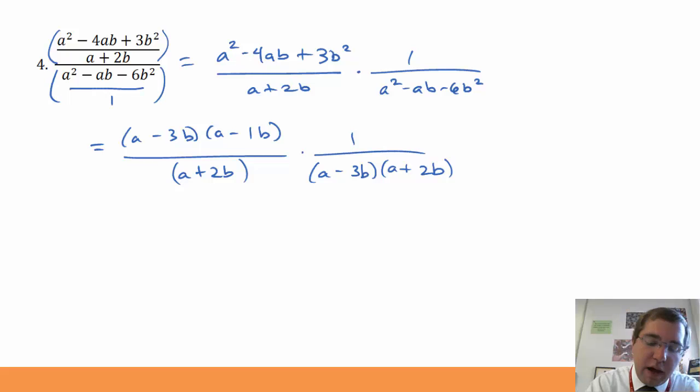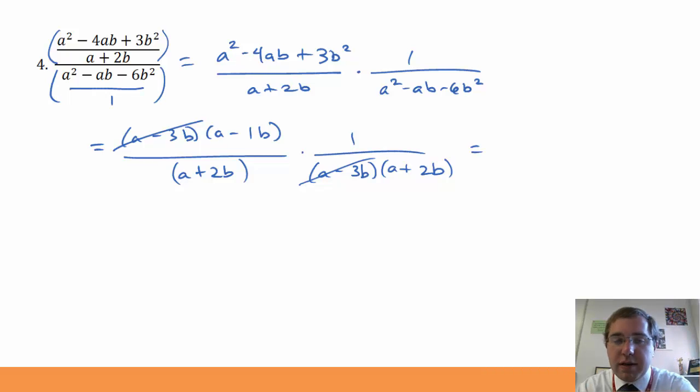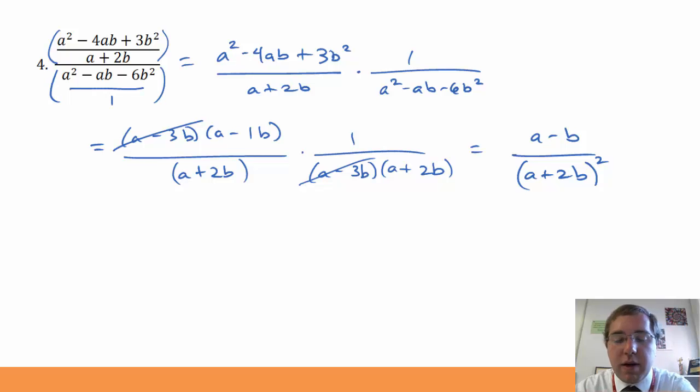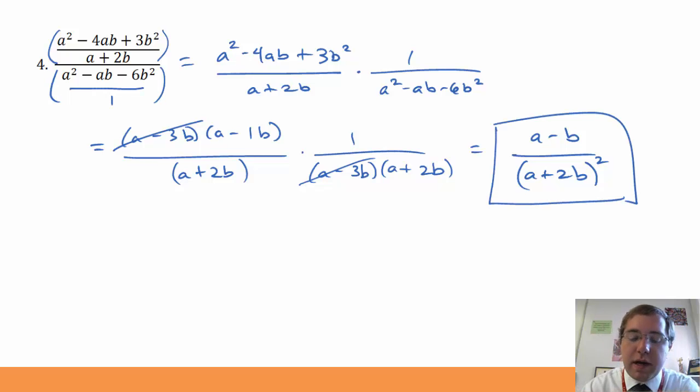And then we cancel common factors. The only common factor we have here is the a minus 3b, so we cancel that. That leaves us with a minus b times 1 on the top, which is just a minus b. And on the bottom, a plus 2b times a plus 2b, which is a plus 2b squared. And then we're done. We've canceled all the common factors.